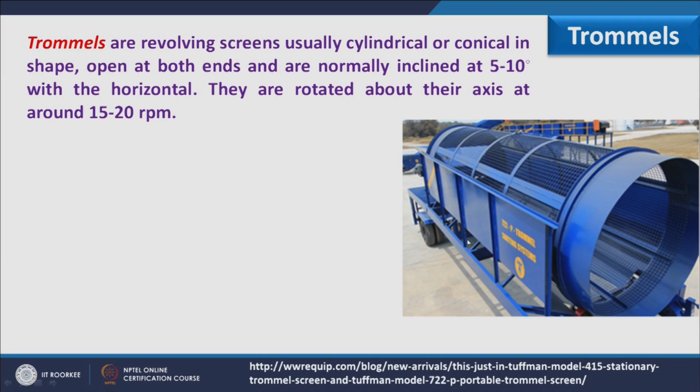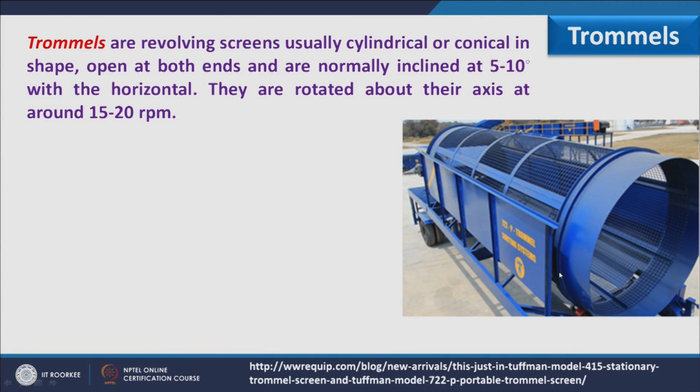What are trommels? Trommels are revolving screens, usually cylindrical or conical in shape, open at both ends, and are normally inclined at 5 to 10 degrees with the horizontal. Here 5 to 10 is basically the degree of inclination of the trommel with the horizontal. They are rotated about their axis at around 15 to 20 rpm.